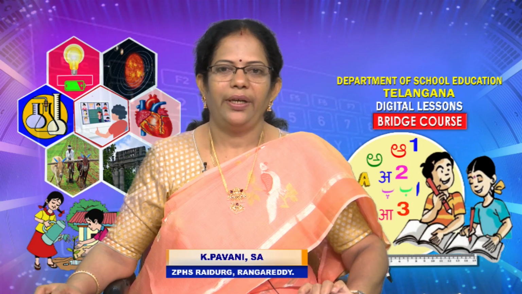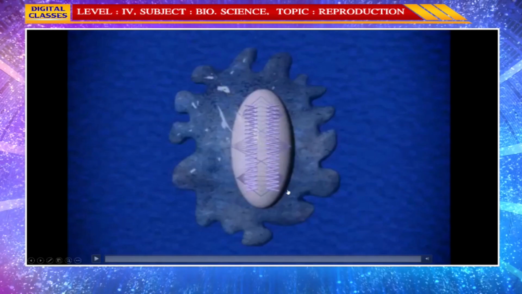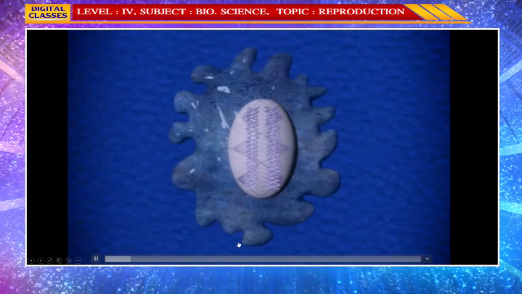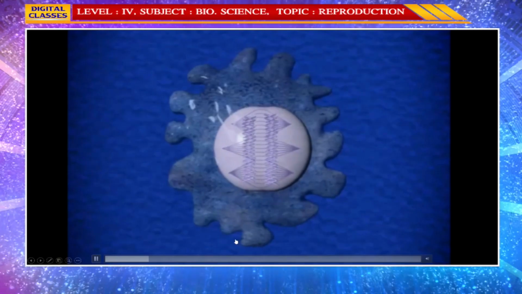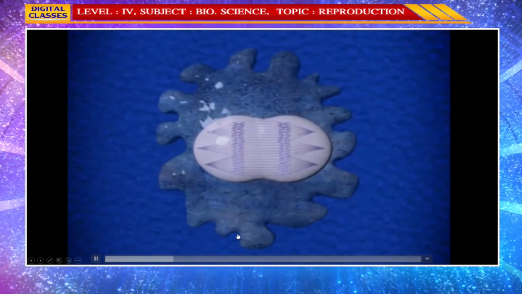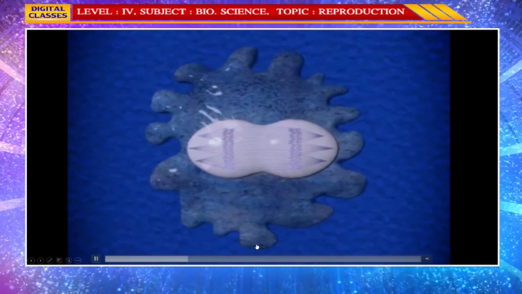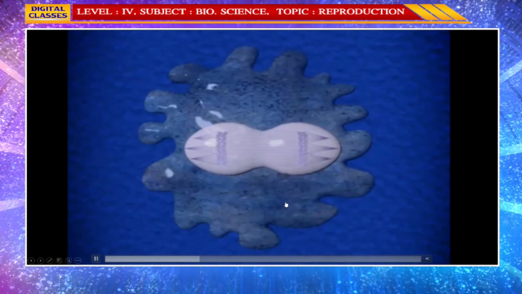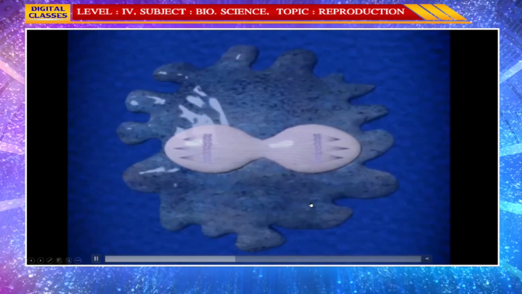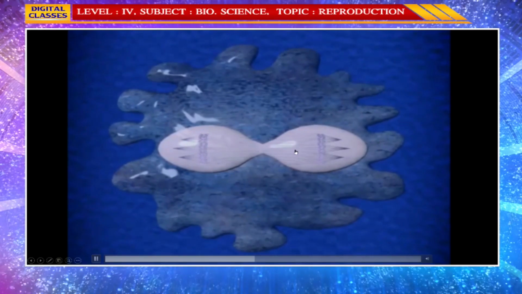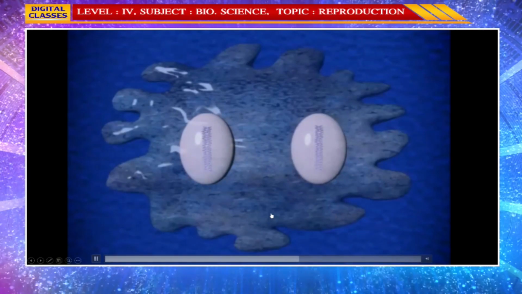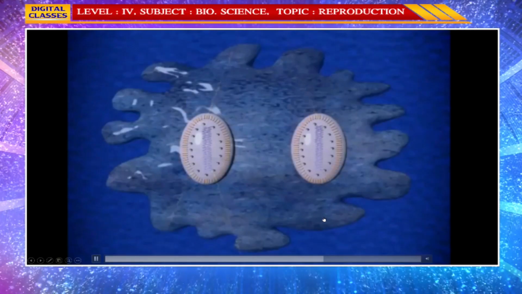Now children, see this video, binary fission in amoeba. Amoeba is a unicellular organism and just like bacteria, it reproduces through binary fission. After replicating its genetic material through mitotic division, the cell divides into two similar sized daughter cells. In this method, two similar individual organisms are produced from a single parent cell. Here you can see the division of the nucleus, then you can see the cell divides into two halves. This is called binary fission in amoeba.